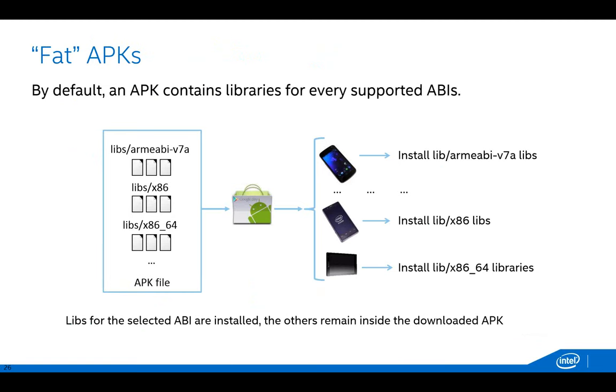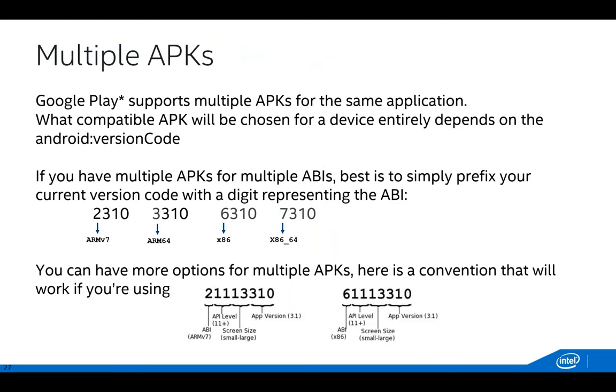The store will download a lot of the application without libraries on your phone, and the phone is clever enough to install the specific application. Although if you want to gain some performance, or if your app is really big, then we recommend something like multiple APK. On the store, you can just upload multiple APKs for different platforms.